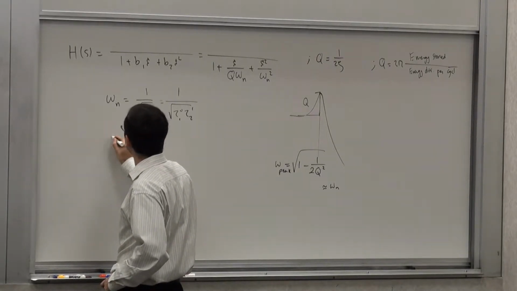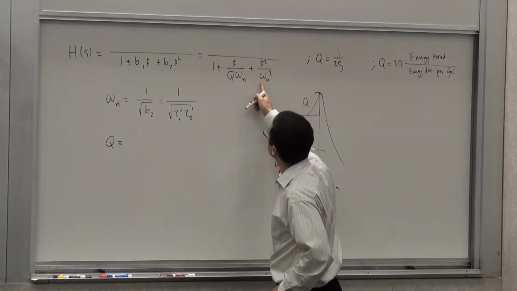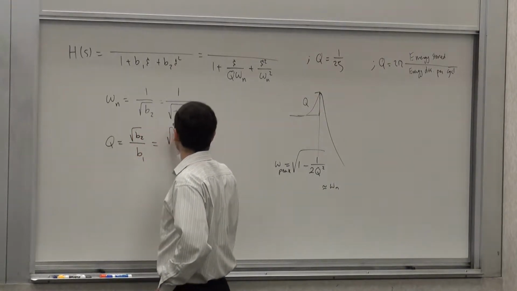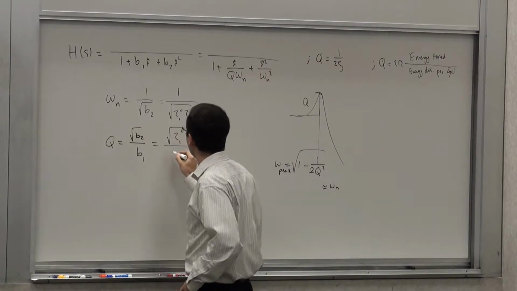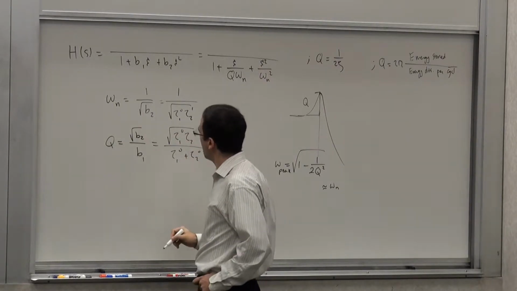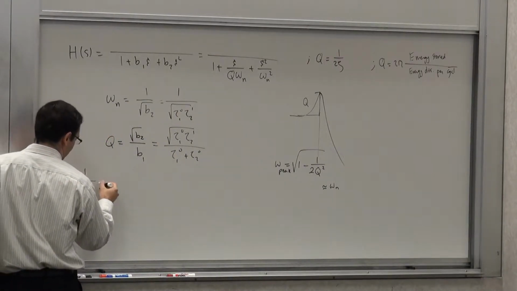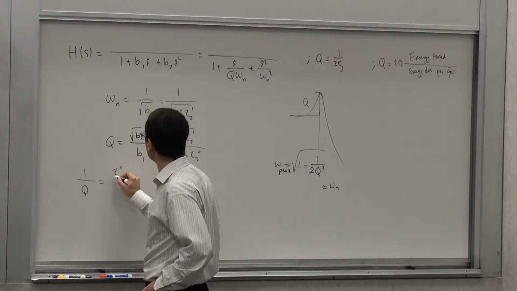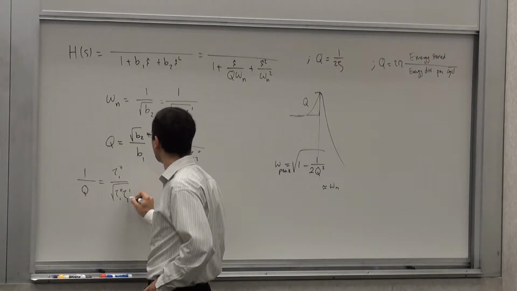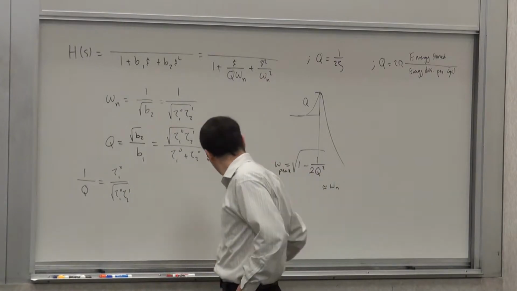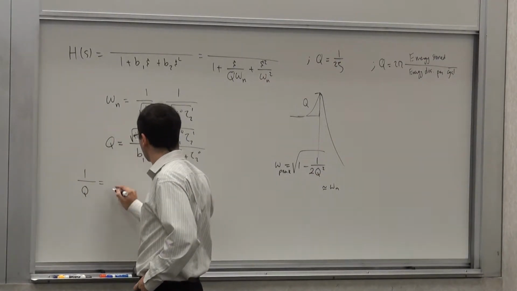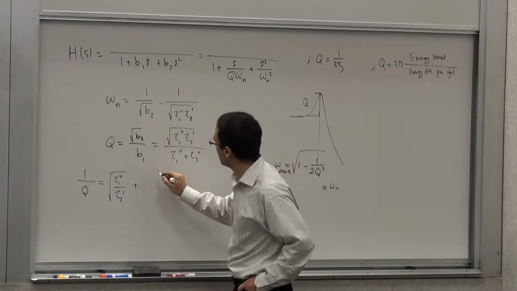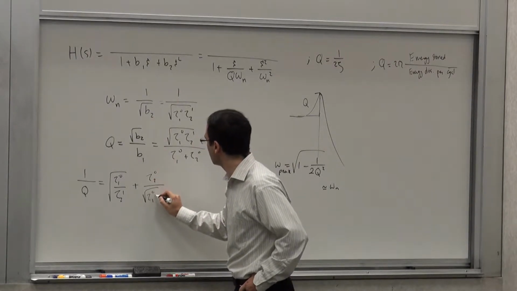And what is Q? Q is the square root of B2 divided by B1, so the square root of B2 over B1, which, if you use the expression for the time constants, you can write as tau 1,0 plus tau 2,0. And it's going to look a little more regular and symmetrical if you look at 1 over Q. 1 over Q is going to be tau 1,0 over the square root of tau 1,0 tau 2,1, which can be written as the square root of tau 1,0 over tau 2,1, plus tau 2,0 over the square root of tau 1,0 tau 2,1.